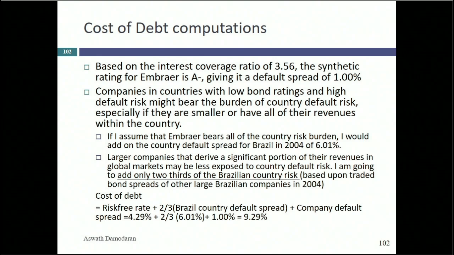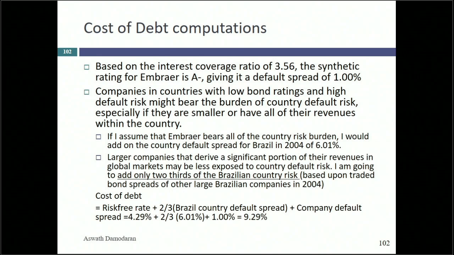If you're a company that gets a lot of revenues outside, you're much safer than the country. That ceiling is now gone, but the pain still remains that if you're an emerging market company, you carry two burdens. And here's how I'm going to reflect it. To get a cost of debt for Embraer, I started with the risk-free rate in dollars because I was doing my valuation in dollars, so that currency choice was made. I added the 1%. That's a spread I got based on its synthetic rating.